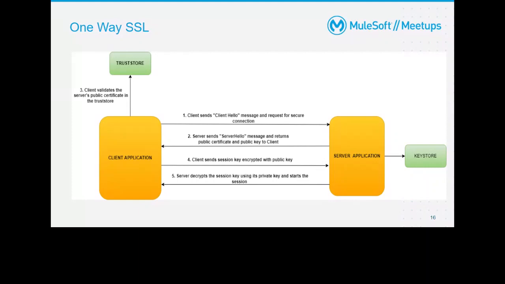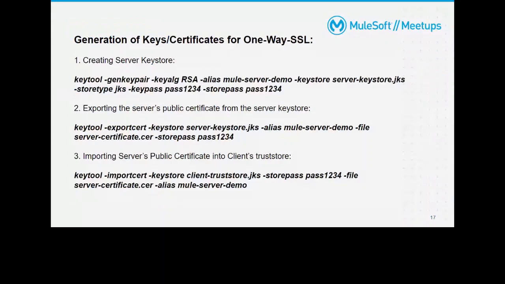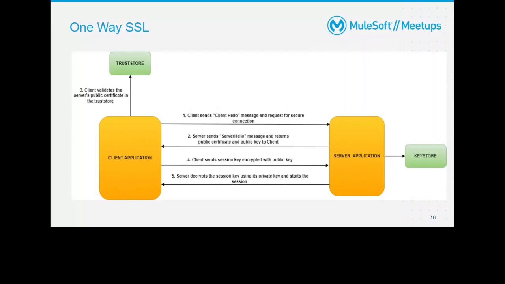So we'll move on to the demo part. In order to configure our Mule application to have one-way SSL, first we need to have certificates generated. As we saw, we had the server key store and the server trust store, and the certificate was being exchanged from server to client.